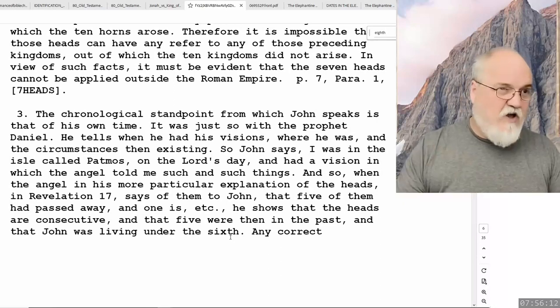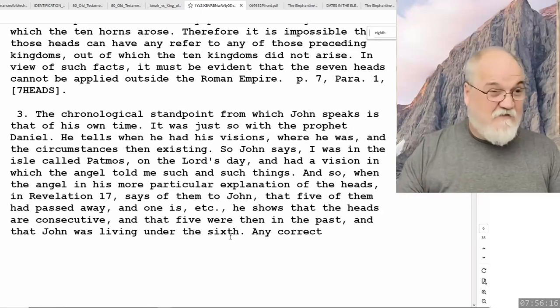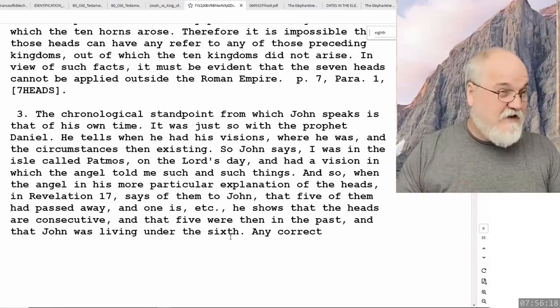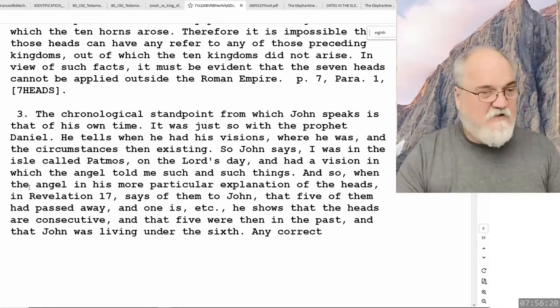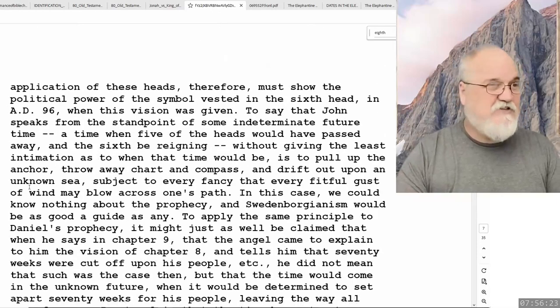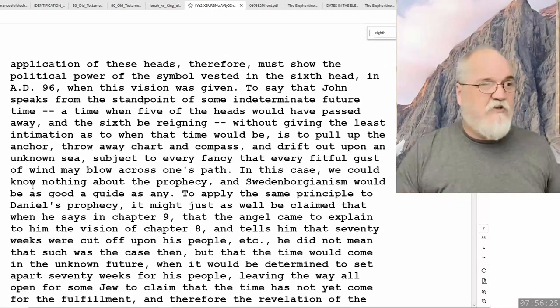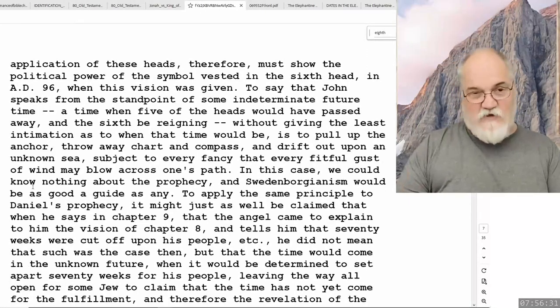So we have this chronological point. And so he just argued against it. Five are in the past. Now he's living under the sixth. So then he says, any correct application of these heads, therefore, must show the political power of the symbol vested in the sixth head in AD 96. Now, that, of course, is the crux of the whole argument that he's making.